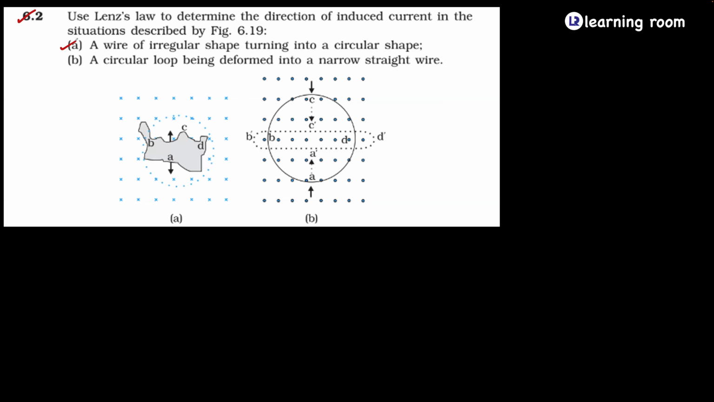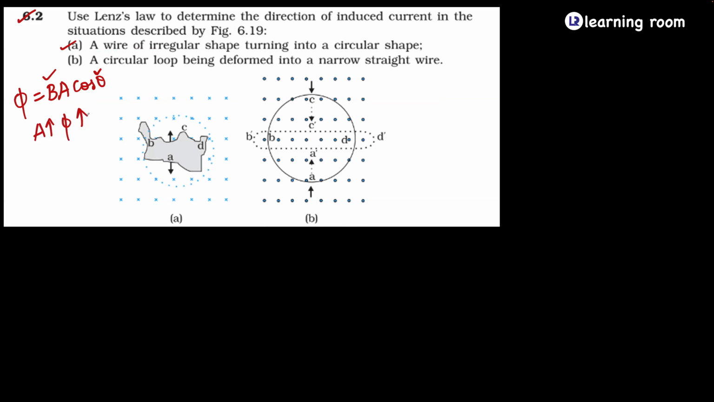So what is the change that is taking place? Flux is equal to BA cos theta. So B is into the plane, constant. Theta is constant. What is changing? Area. So is the area increasing or decreasing? If the area is increasing, what will happen to the flux? Increasing. So area increases, flux also increases.